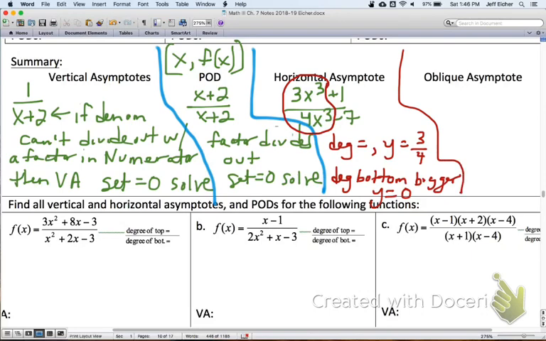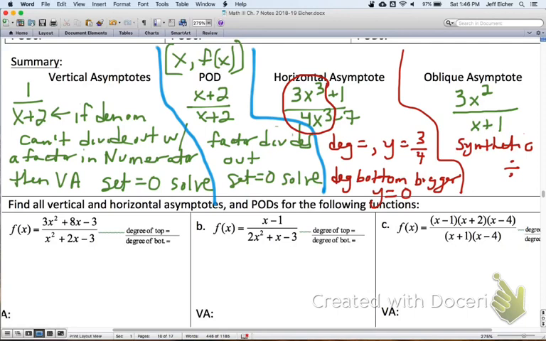And then lastly, oblique asymptotes occur when the degree in the numerator is bigger than the degree in the denominator. The approach that we use to figure out our oblique asymptotes is synthetic division, our old friend, synthetic division. And we'll review that very soon.